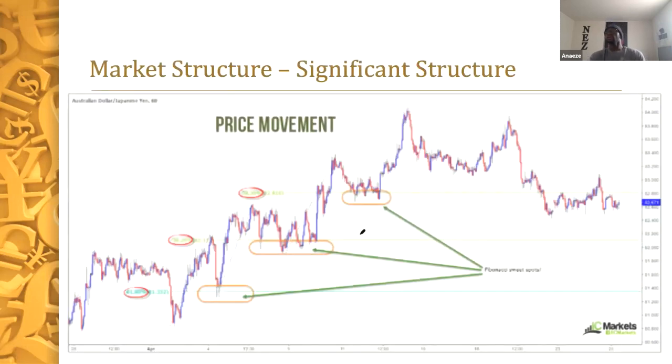So significant structures, like I told you. One, this is a significant structure because it broke this high. This is significant because it broke this high. That is significant because it broke this high. Okay, so these are all significant structures, right? But how do I know which one is important at that current moment? It's the last previous significant structure.